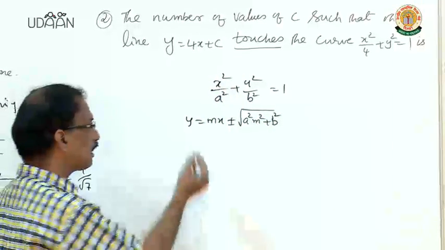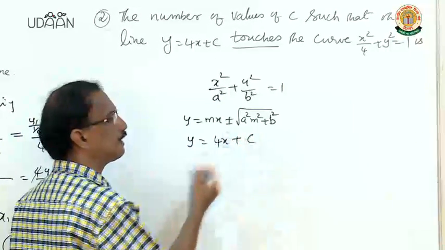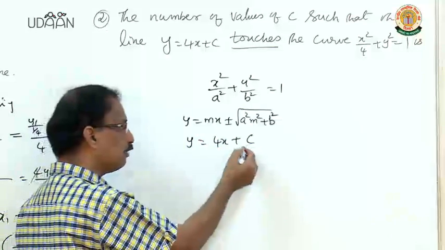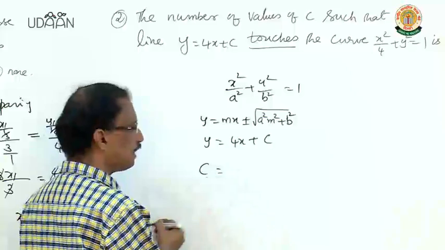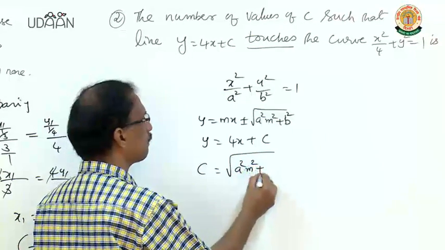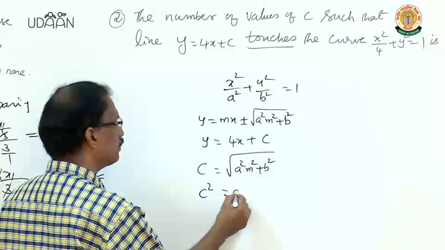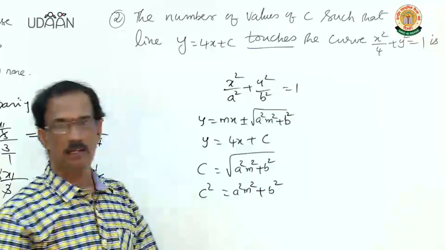So now here the line is y equal to 4x plus c. Now what are the values of c we get? We know that c equal to root of a square m square plus b square, that is, c square equal to a square m square plus b square. Anyway, we can write it.